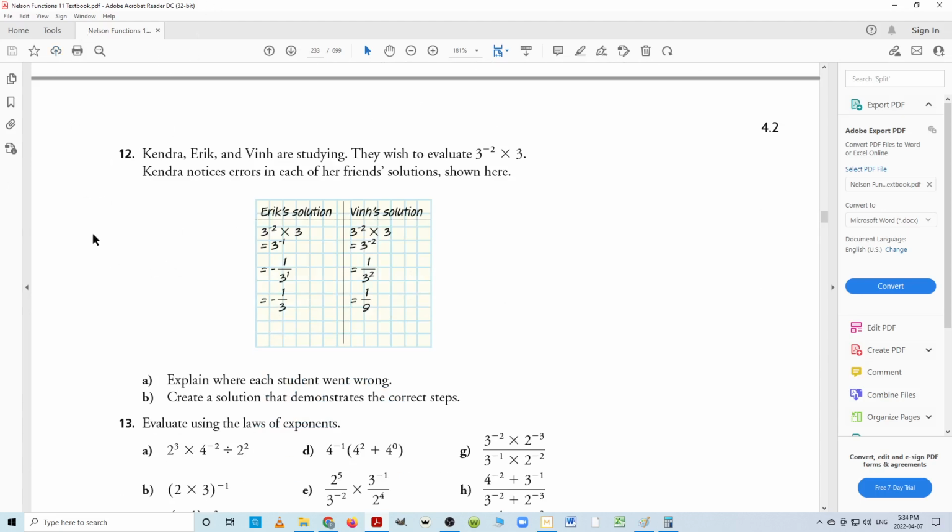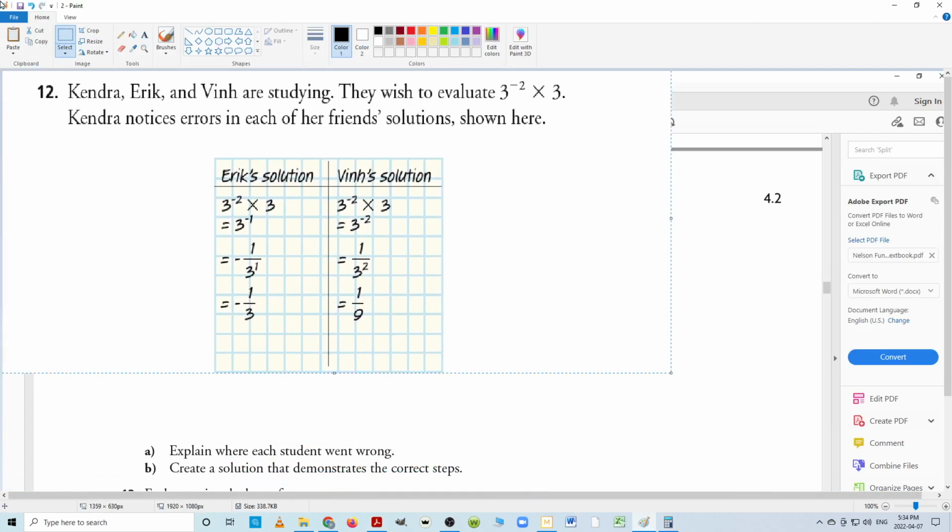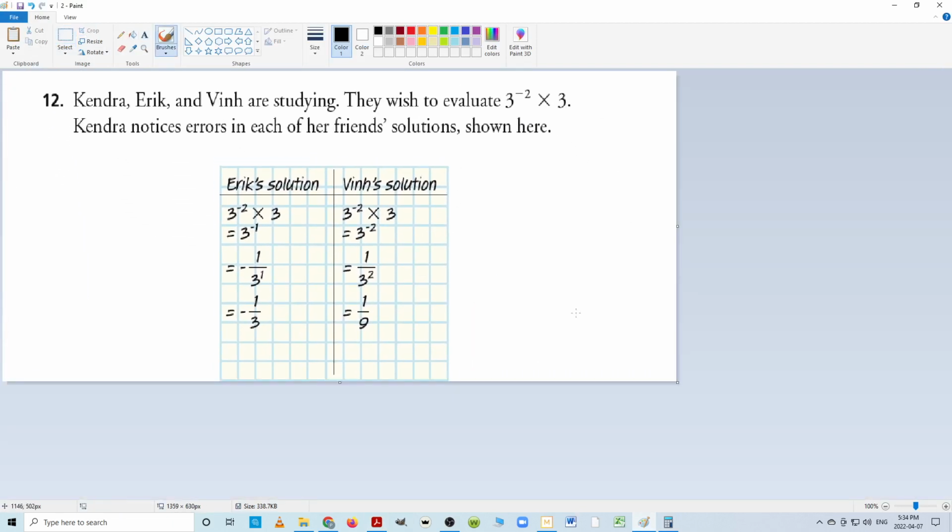So Kendra's noticing some mistakes. So let's see what Kendra's problem is. What's up, Kendra? Why are you looking at Eric's and Vin's homework? Go do your own homework, Kendra.